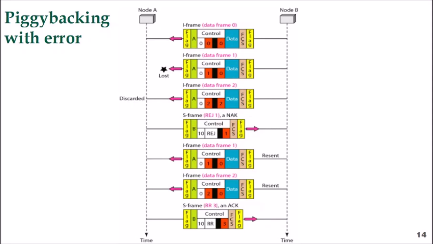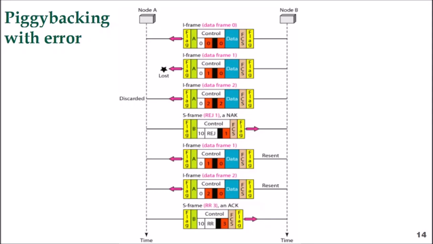Here is an example of piggybacking with error. Node B will send to A an I-frame with a sequence number of 0 and an acknowledgement number of 0. Again, node B will send to A an I-frame with a sequence number of 1 and acknowledgement number of 0. However, this frame will get lost. When node B sends to A an I-frame with a sequence number of 2 and acknowledgement number of 2, it will be discarded by A.